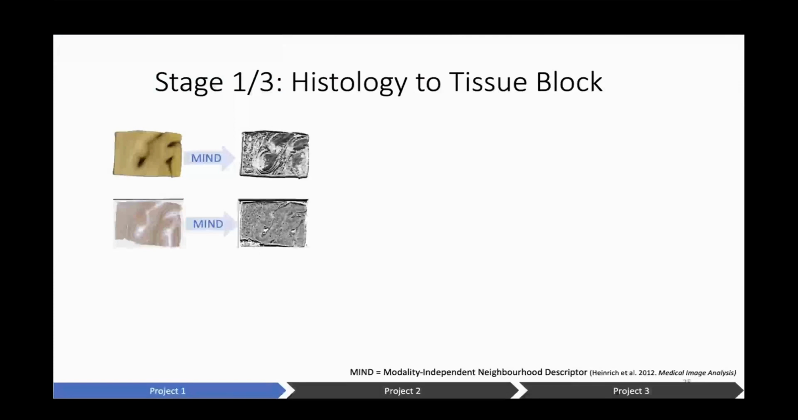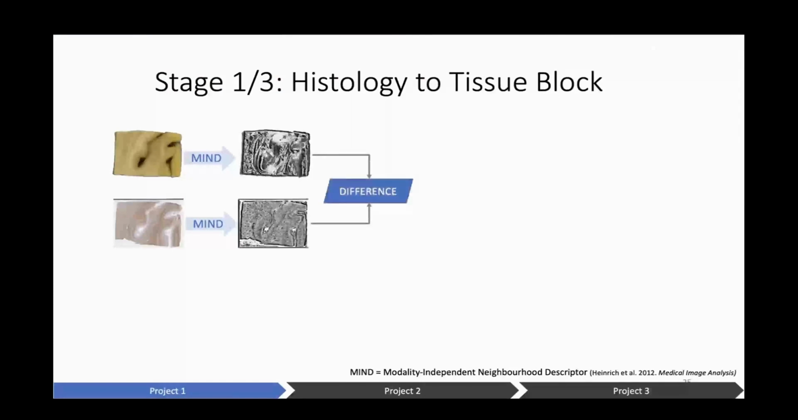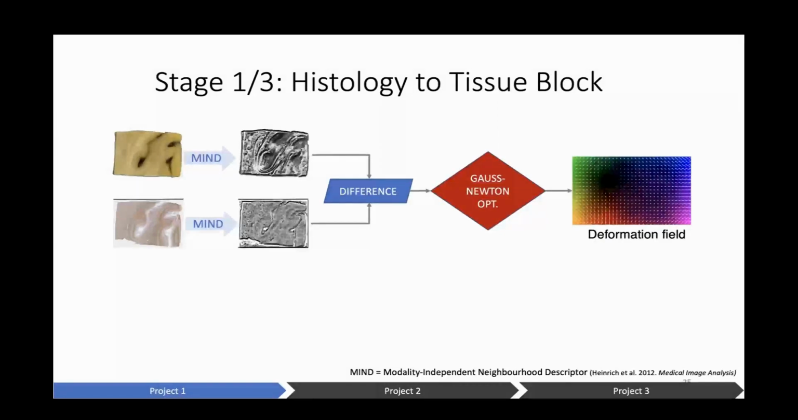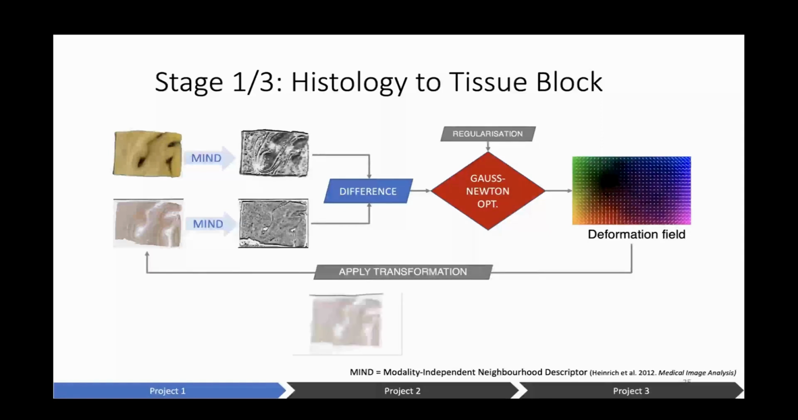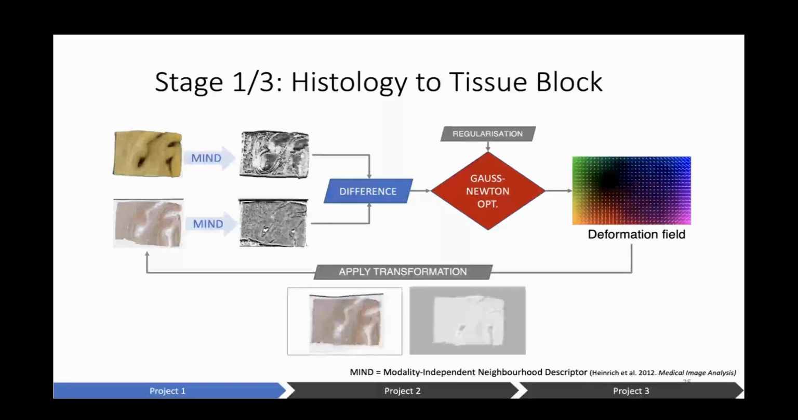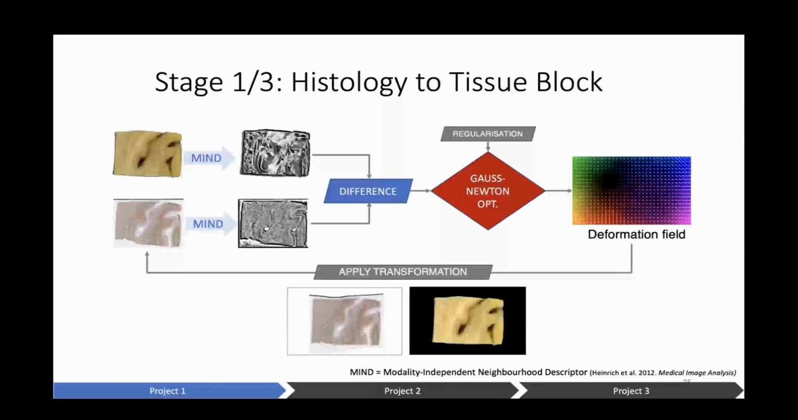So if we take a closer look at each, to bridge the modality gap, I'm using MIND. This is a modality independent neighborhood descriptor. It is enhancing edges at first sight, but it's a little bit more complex mathematically, and you can look up this reference for what it exactly is. And that allows us to directly compare images of different modalities. So we can actually just subtract the images after we computed these MIND transformations to tell us how similar they are. And we can feed that difference into a Gauss-Newton optimizer to calculate the deformation field, add regularization to make it smooth, and apply the transformation in an iterative fashion. That is to achieve registration with the tissue block.